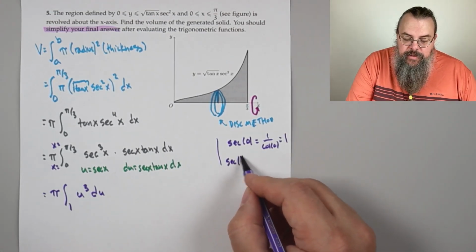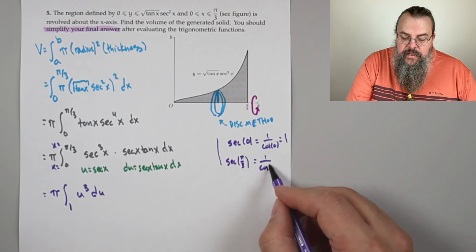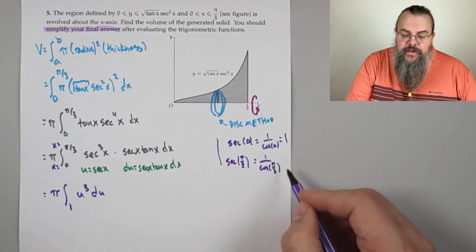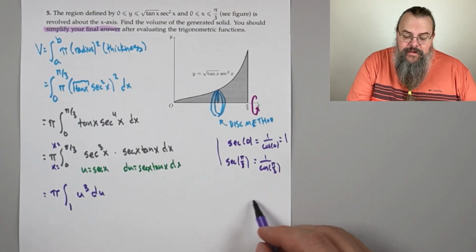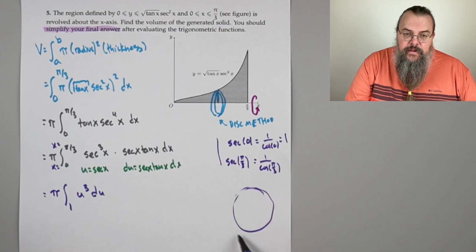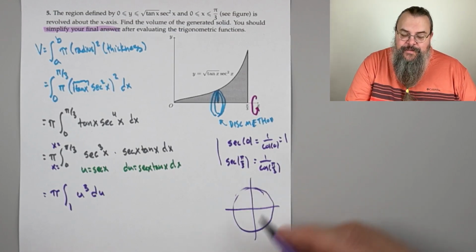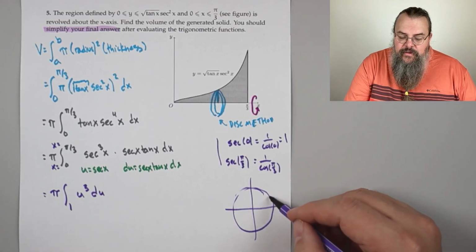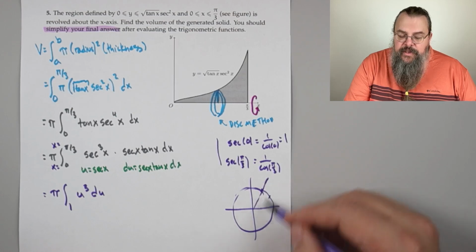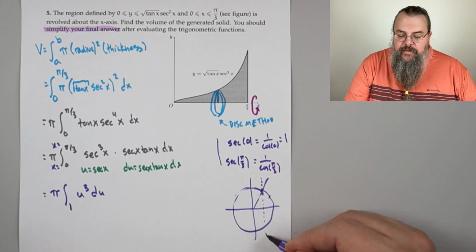Secant of pi thirds. Well, that's 1 over cosine of pi thirds. Do we know that? Well, okay, think about the unit circle. And we often find ourselves thinking about the unit circle, right? So what is pi thirds? Pi thirds is 60 degrees, so it's roughly something here. And the cosine is the x-coordinate.